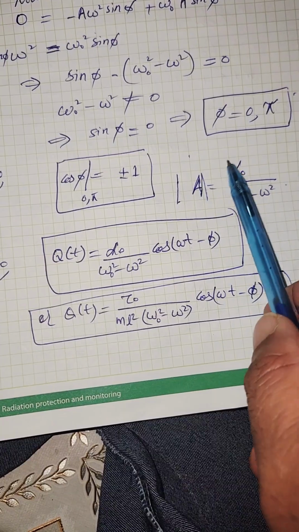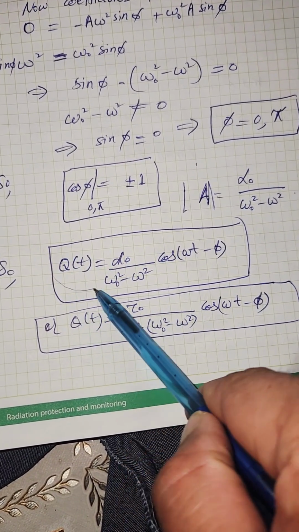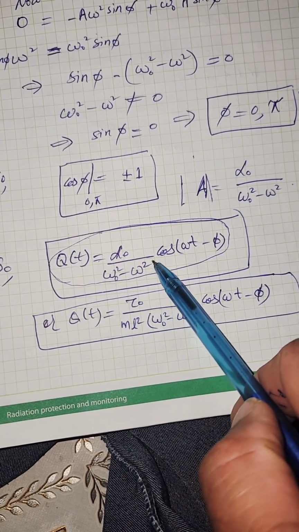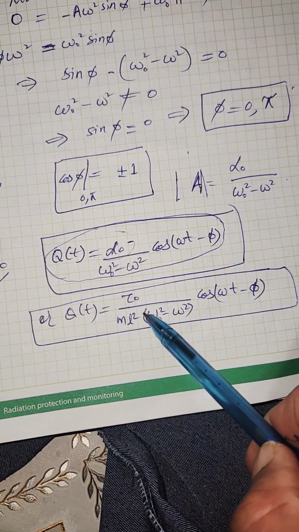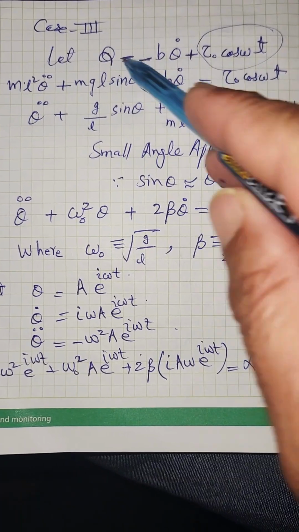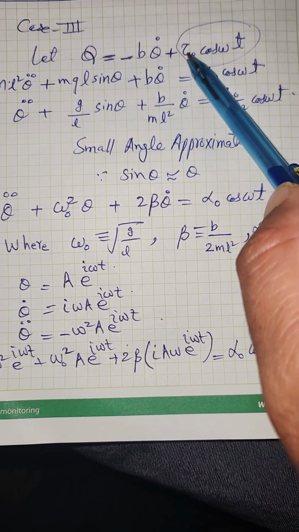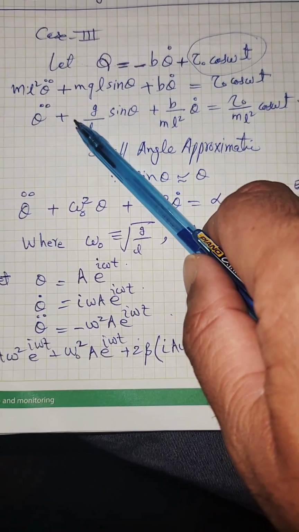Putting the value of this amplitude into the proposed solution A cos omega t, we get for case 2 theta of t as alpha naught over omega naught square minus omega square into cos of omega t minus phi. Putting back the value of alpha naught, we get tau naught over mL square into omega naught square minus omega square into cos of omega t minus phi. In case 3, we consider the source term as minus b theta dot plus tau naught cos omega t. This is the damping term and this is the force driven term.